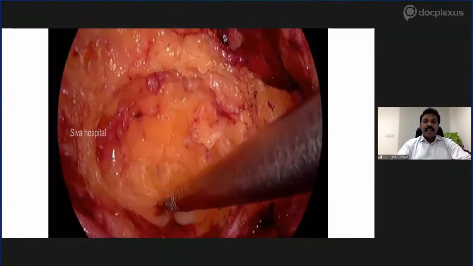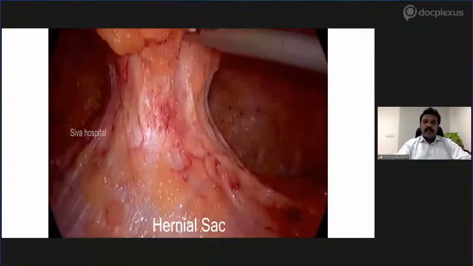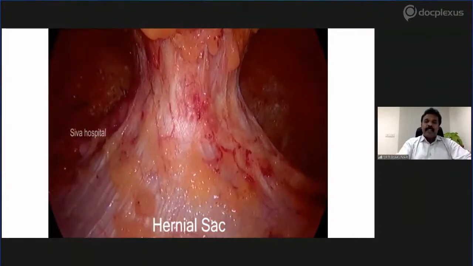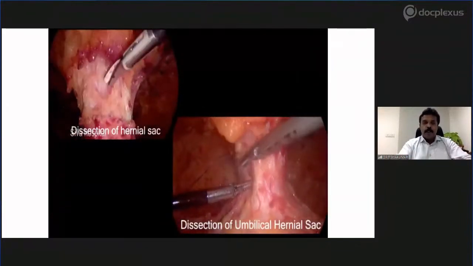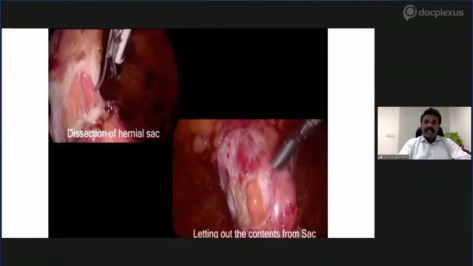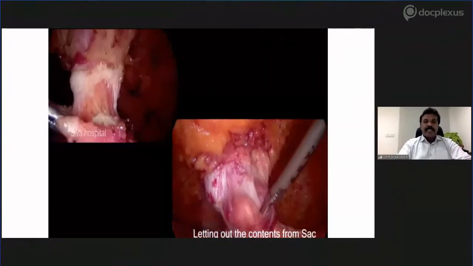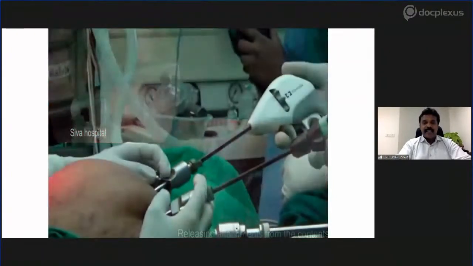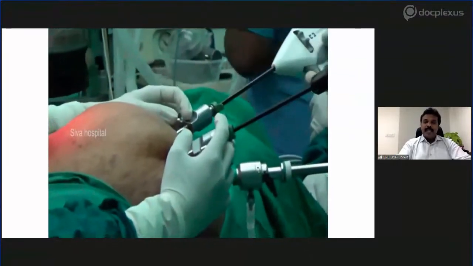So creating a plane just above the rectus sheath, right of the sac, left of the sac, and posterior to the sac, all around the sac, around 15 centimeters, like we are painting the sac. You can see the umbilical tube nicely here. Now I'm going to dissect the hernial sac. You can see two videos of two different cases. Dissection of the hernial sac, opening the hernia through the rectus sheath, and reducing the content into the peritoneal cavity.